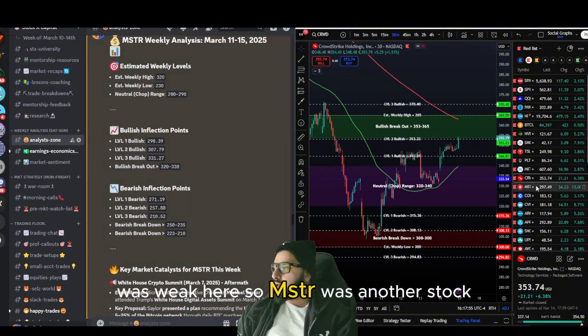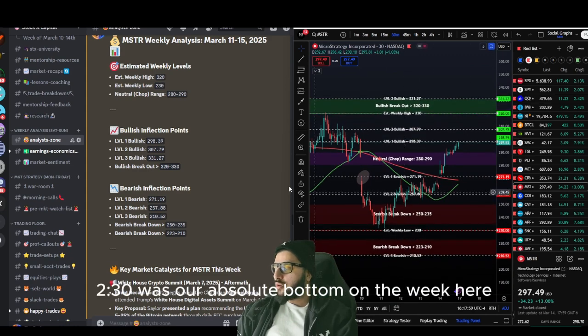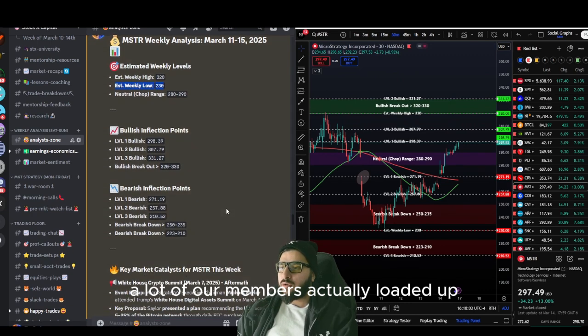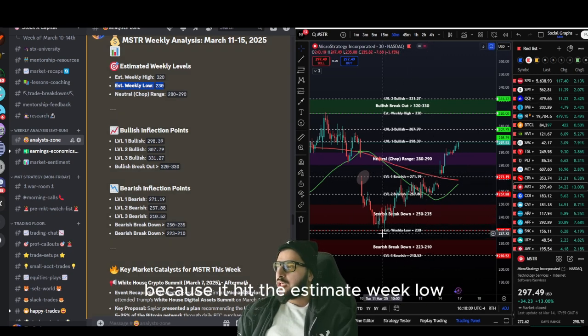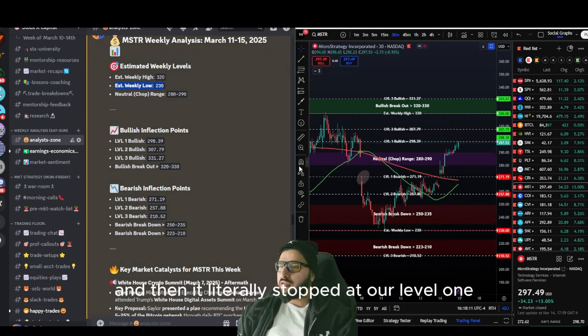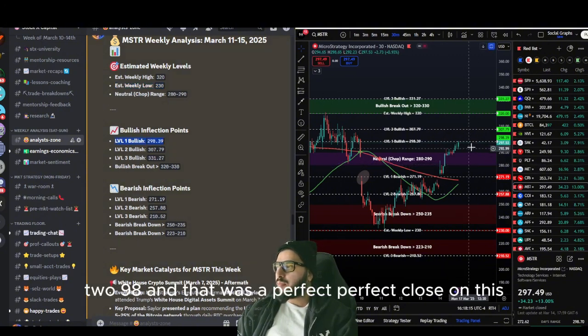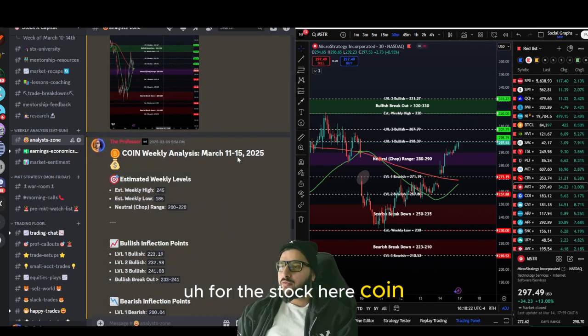MSTR was another stock I believe we called a bottom on. So this one here, 230 was our absolute bottom on the week. A lot of our members actually loaded up on this stock at the estimated weekly low, and they just nailed it here, because it hit the estimated weekly low and then it stopped at our level 1 bullish right there, 298, and that was a perfect close on this. So this was definitely an A+ moment for this stock.